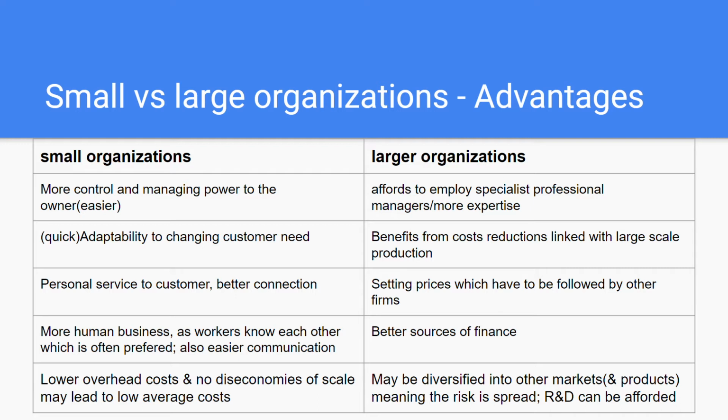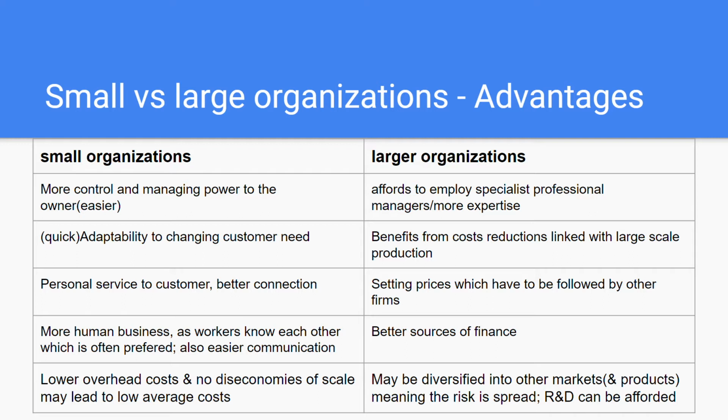Now, larger organizations. The first benefit or advantage could be that they can afford to employ special professional managers, meaning that there's more expertise in the business. This can lead to the business being more efficient. The second advantage is that there are benefits from cost reductions that are linked with large-scale production. And this is also, of course, economies of scale.